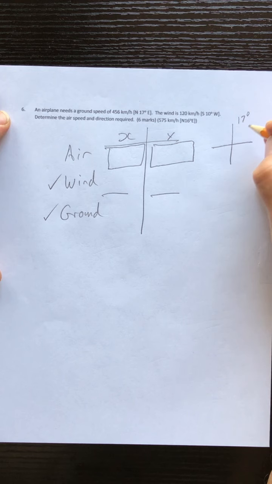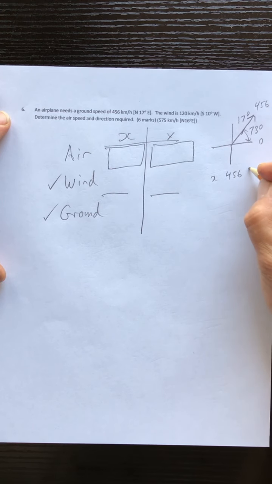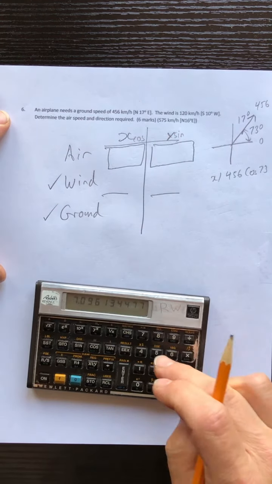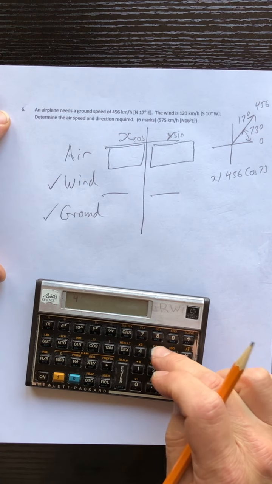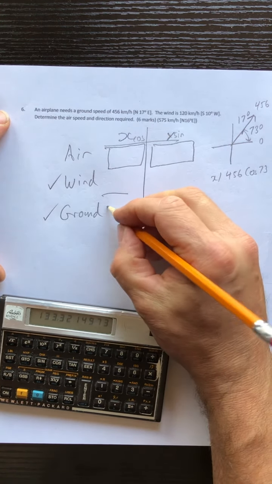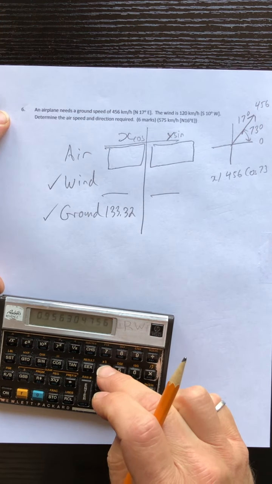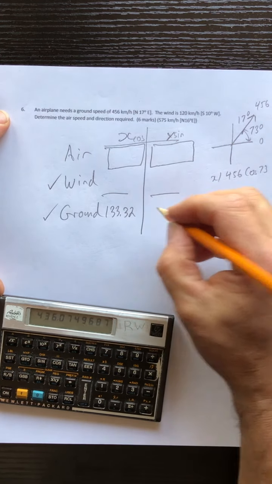North, 17 degrees east. Okay, so 17, and that's 456. My angle is 17 from north, but in math class, you've got to come from here. So that's going to be 73 degrees. So then the x component will be 456 cos 73. Okay, most people just know that that's cos and that's sine. So I got to plug these in. 73 cos, 456. I get 133.32. And then we go 73 sine times 456, and I get 436.07.